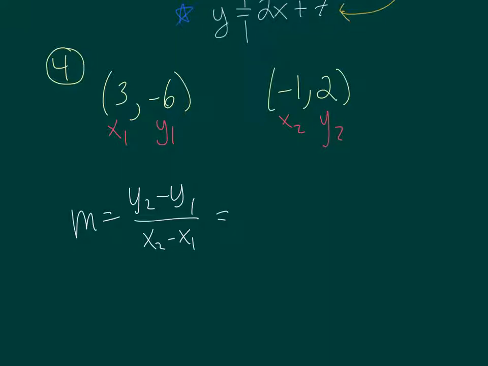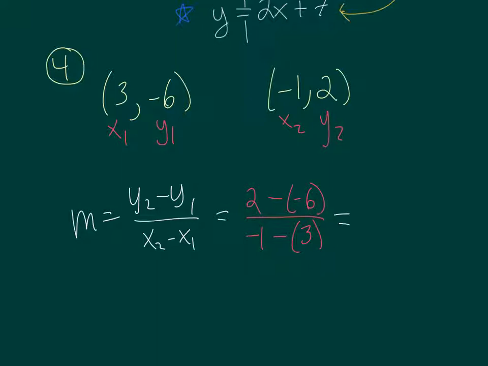So y2 is 2, coming from this, minus y1, which is negative 6. Okay, all of that is over x2, which is negative 1, minus x1, which is 3. Okay, let's go ahead and simplify that.